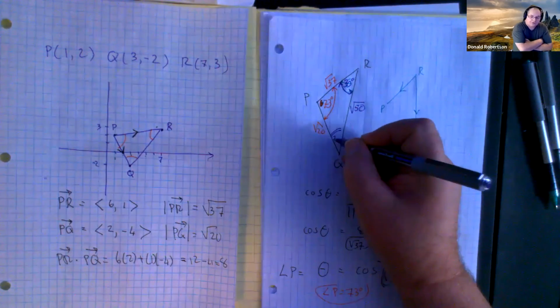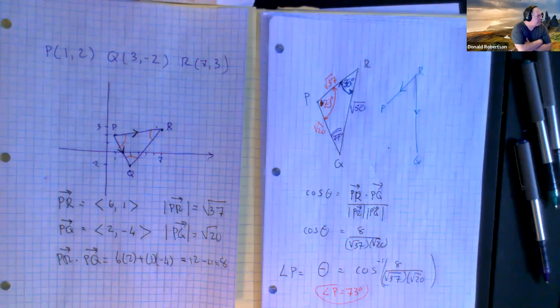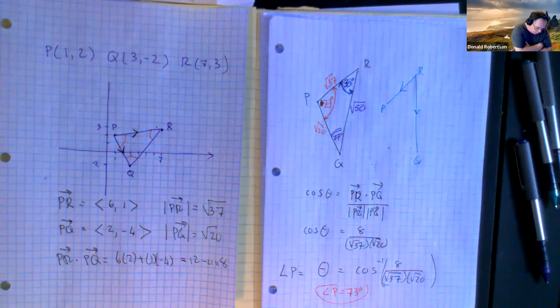So can you see this question involves a whole load of stuff and different methods to do it? You could use dot product all the way. You could use dot product and then cosine rule, then sine rule, for instance, is another way.